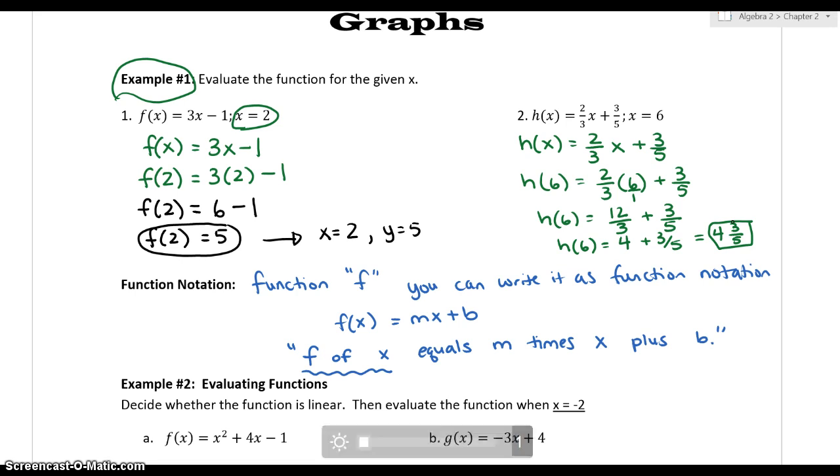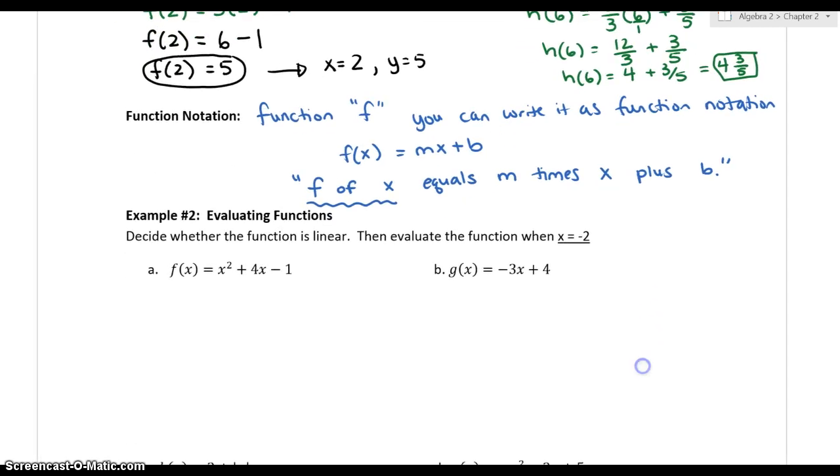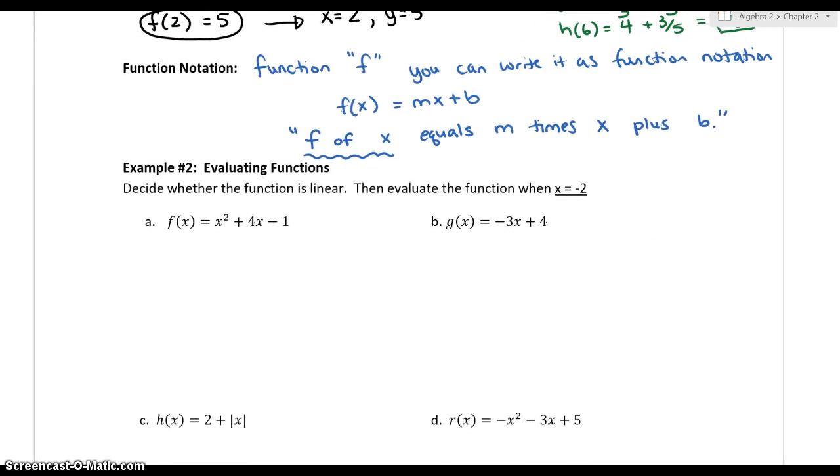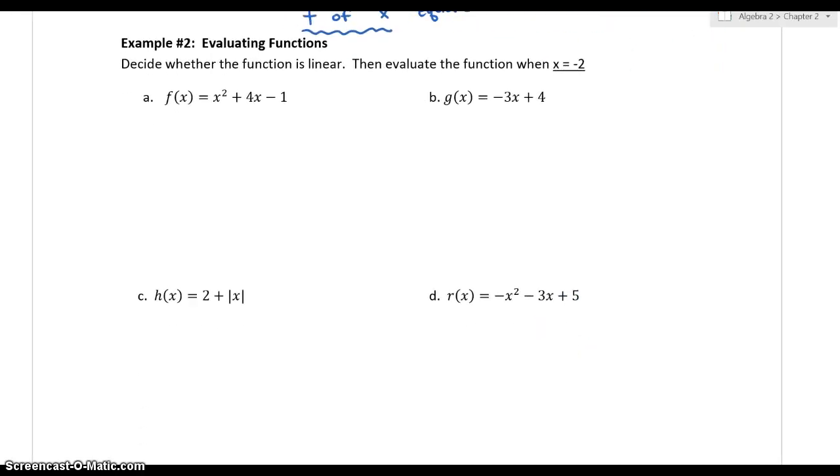Okay, let's go into the bottom ones. There's only 4 problems in the bottom. I'm going to do the first 2 with you, and I'm going to ask you to try C and D, and we're going to go over that in class. So we are close to being done.